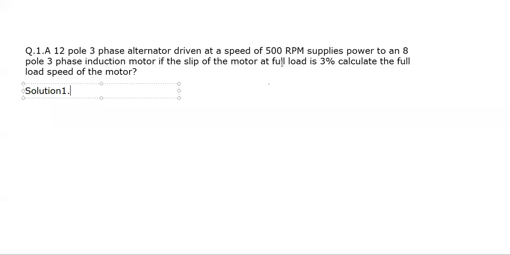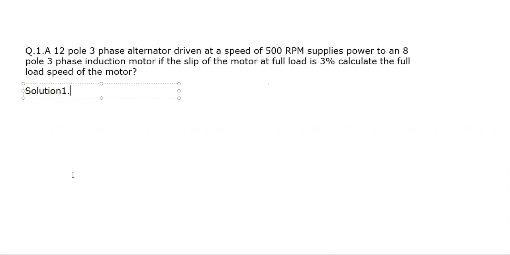Hello. So, today we will be discussing how to solve numericals for three-phase induction motors. Let's read the question. A 12-pole three-phase alternator driven at a speed of 500 rpm supplies power to an 8-pole three-phase induction motor. If the slip of the motor at full load is 3%, calculate the full load speed of the motor.